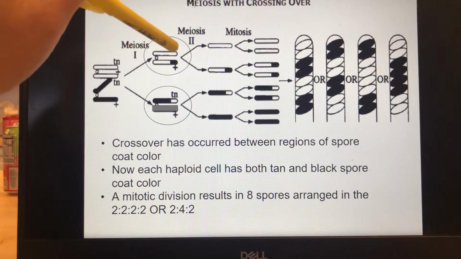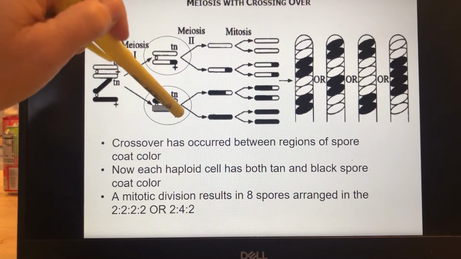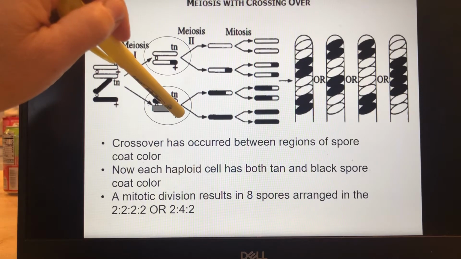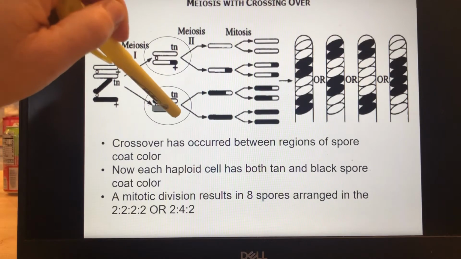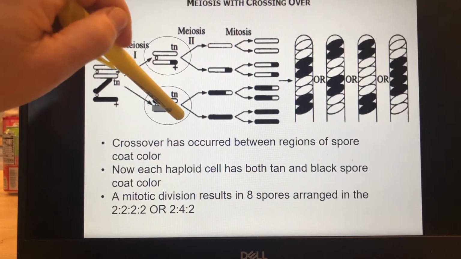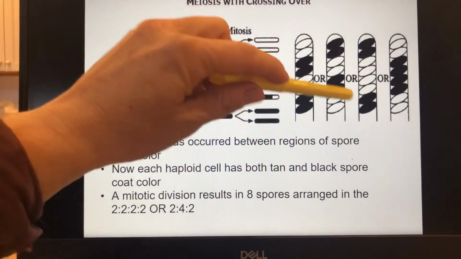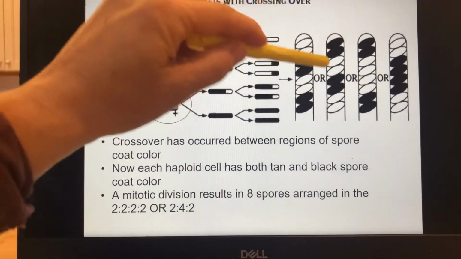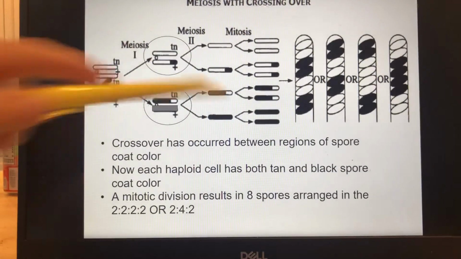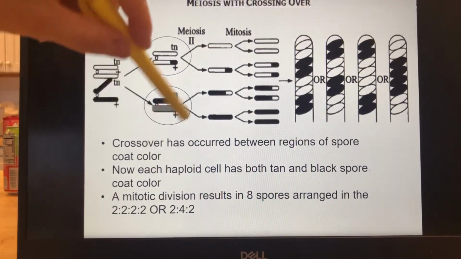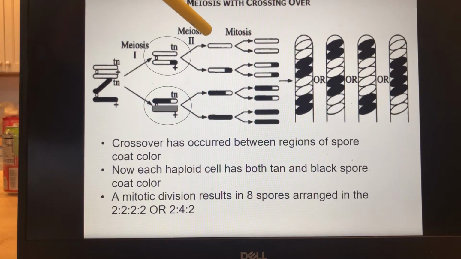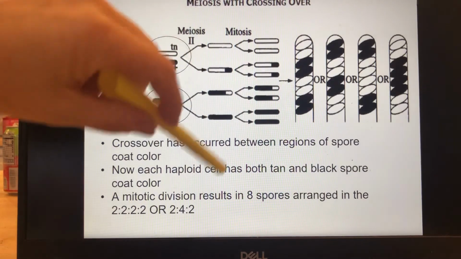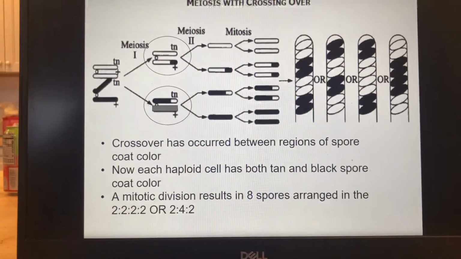So that means this guy and this guy crossed over. Does that make sense? So this tan and the outside black crossed over. So now the tan's on the bottom and the black would be on top, okay? So all of these different arrangements are just saying, between these four chromosomes, exactly who crossed over with who, okay?